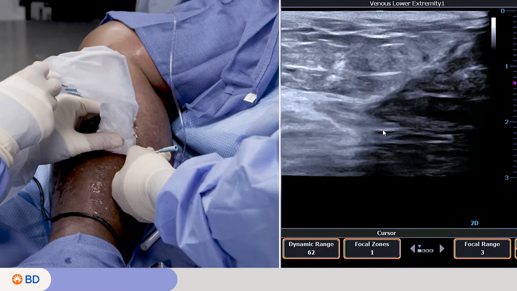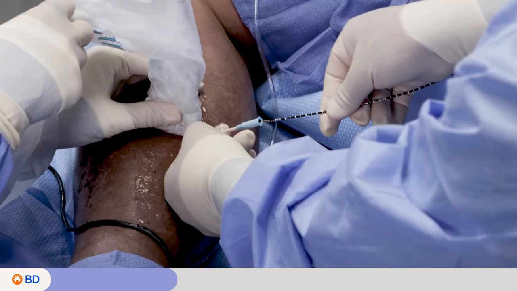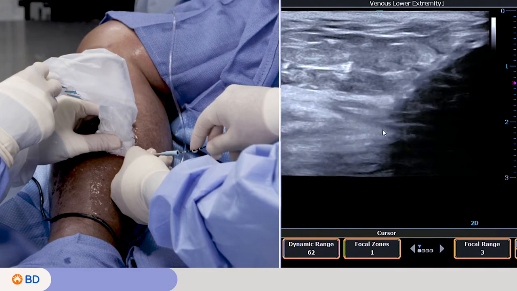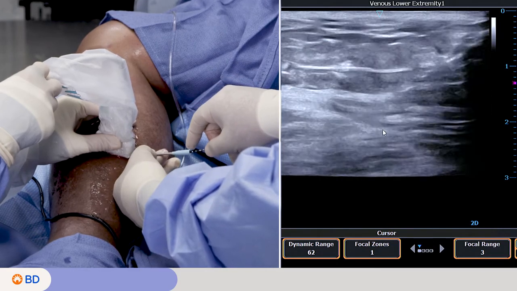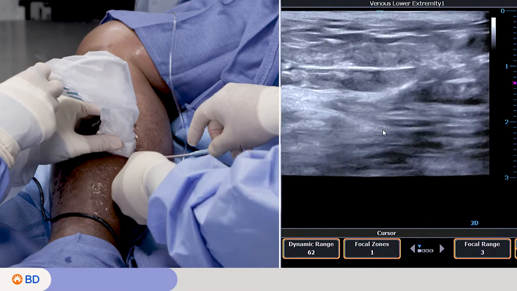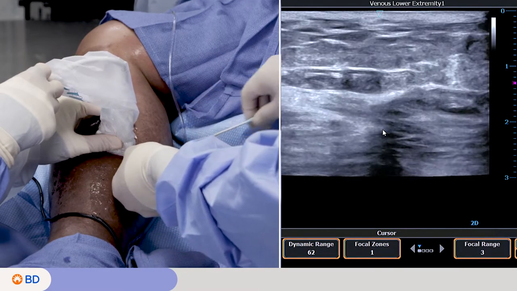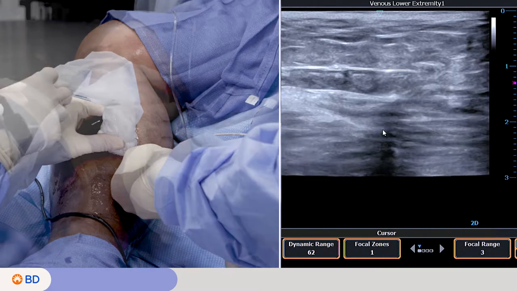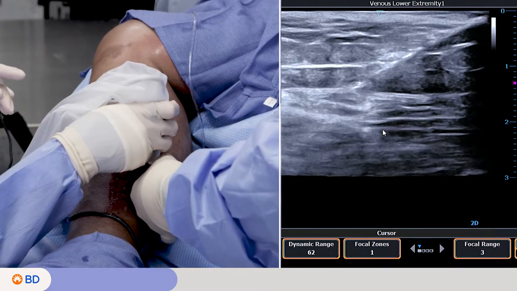Insert the Venclose Maven Perforator Catheter and advance the tip to the desired treatment start location under direct ultrasound visualization to ensure that the catheter is positioned appropriately. Pull back the introducer sheath or angiocath IV catheter to visualize catheter markings at the skin.